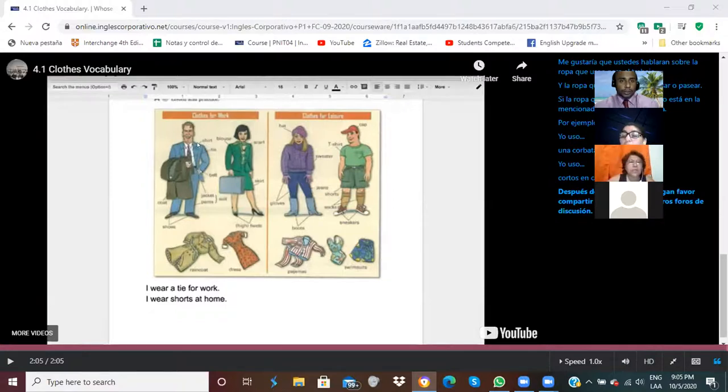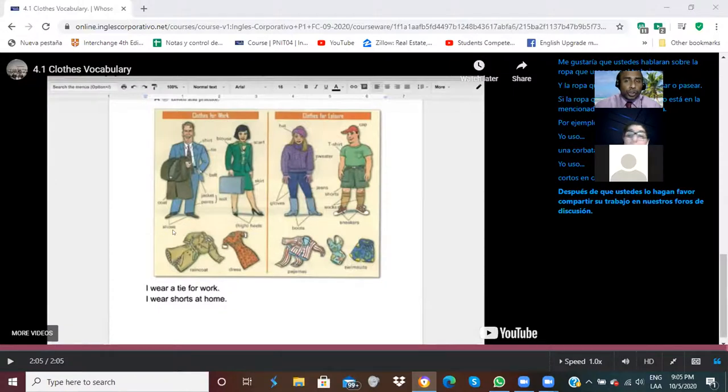Shirt. Tie. Belt. Jacket. Pants. Suit. Shoes. Coat. Blouse. Scarf. High heels. Dress. Raincoat.